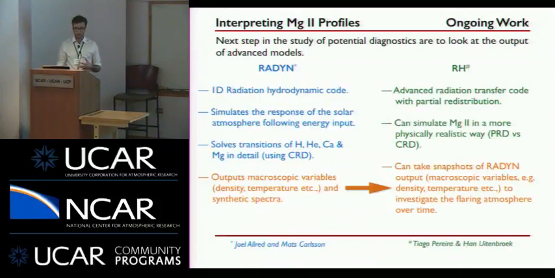And as I was saying, we've started some modeling of these lines using the Radin code we learned about yesterday. We're running a small parameter survey to investigate what magnesium does with the code. But because Radin uses complete redistribution to model magnesium, we're going to take the macroscopic outputs of Radin and feed that into a modified version of RH, which can give us more physically realistic magnesium profiles. So we can put in time-dependent slices of the Radin output into RH to understand what's going on.